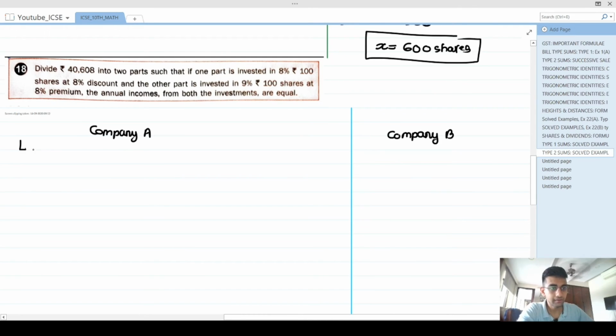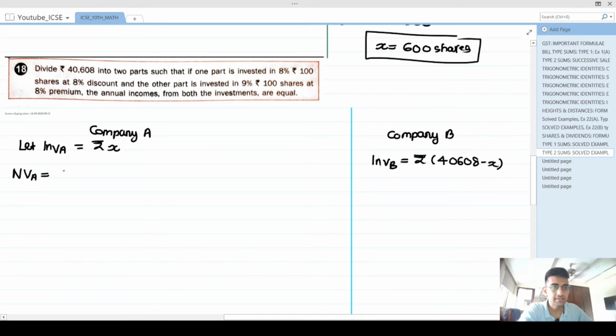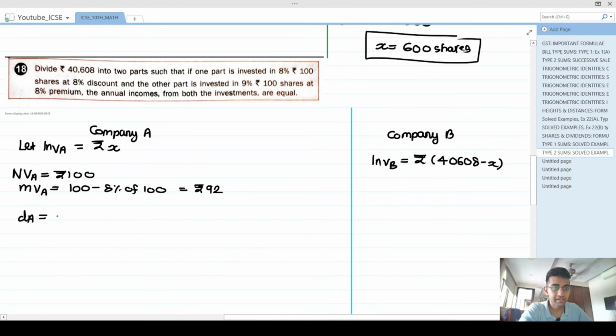Here, let investment of A be X. So obviously investment of B will be the other part, rupees 40608 minus X. Here NV of A is rupees 100, MV of A is 100 minus 8% of 100, easy, rupees 92. What is the dividend of A? That dividend is giving 8%, alright.